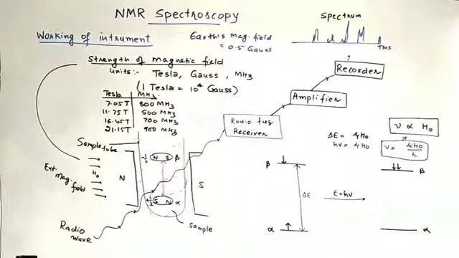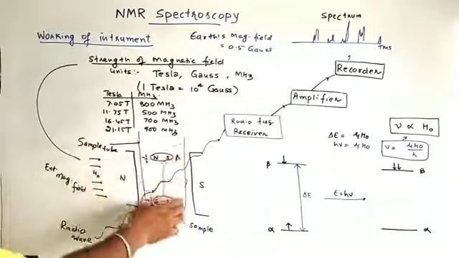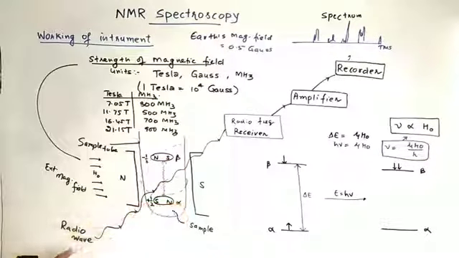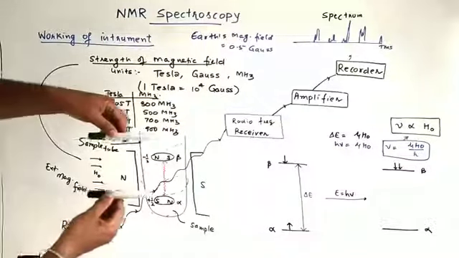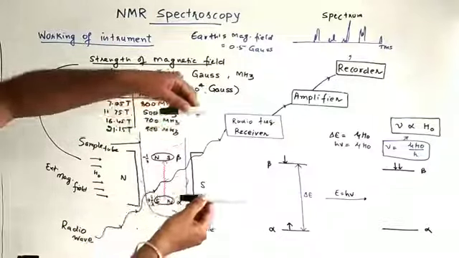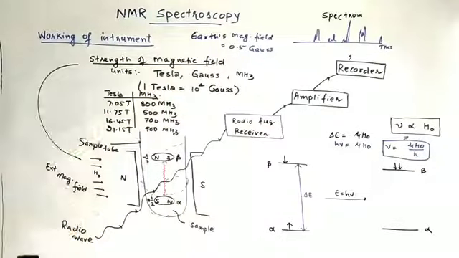So when the sample is in a tube and we are shining a radio wave on this sample, simultaneously we are applying an external magnetic field and increasing it from low to high. When we increase the external magnetic field, the difference between alpha and beta keeps on increasing. So some protons come into resonance at lower field, and they give a peak.